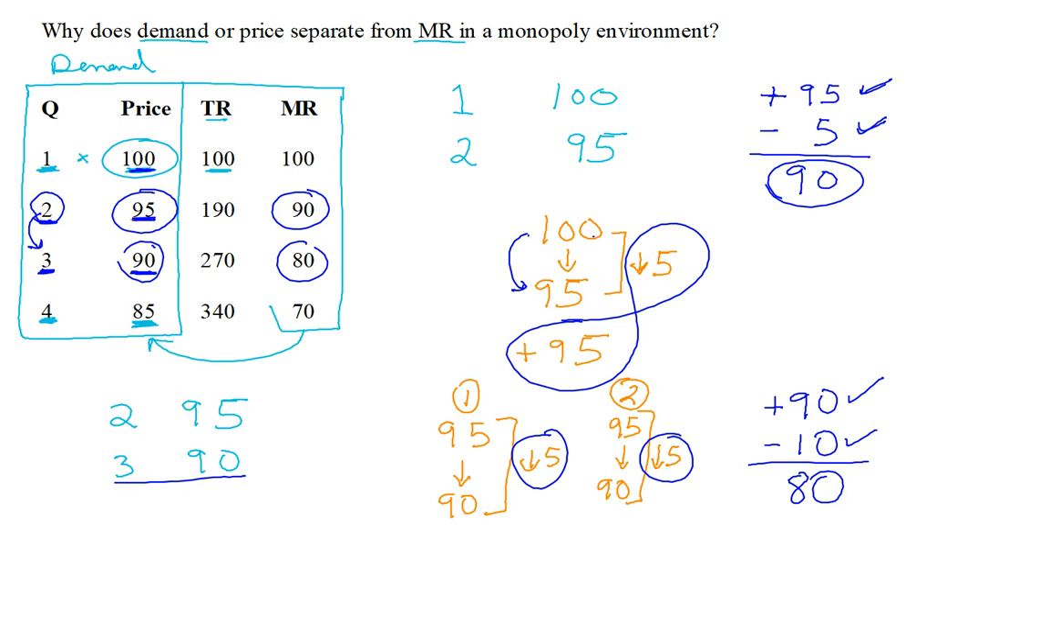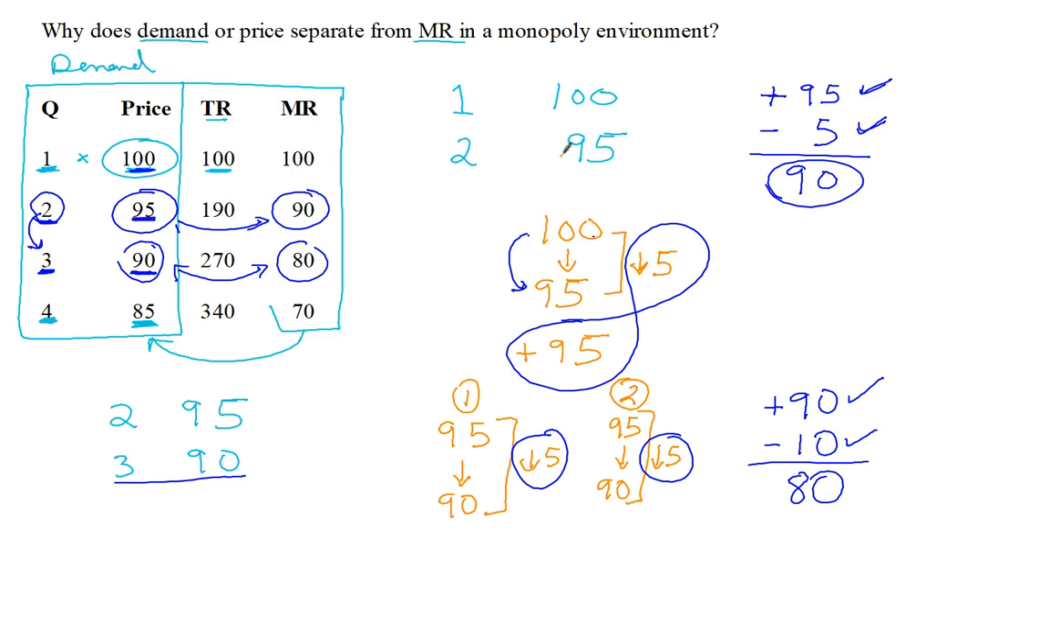Okay? And notice this. The greater the level of production, the greater the difference between the marginal revenue and the price. Why? Because the greater your production, the more previous units there are on which you have to lower the price.